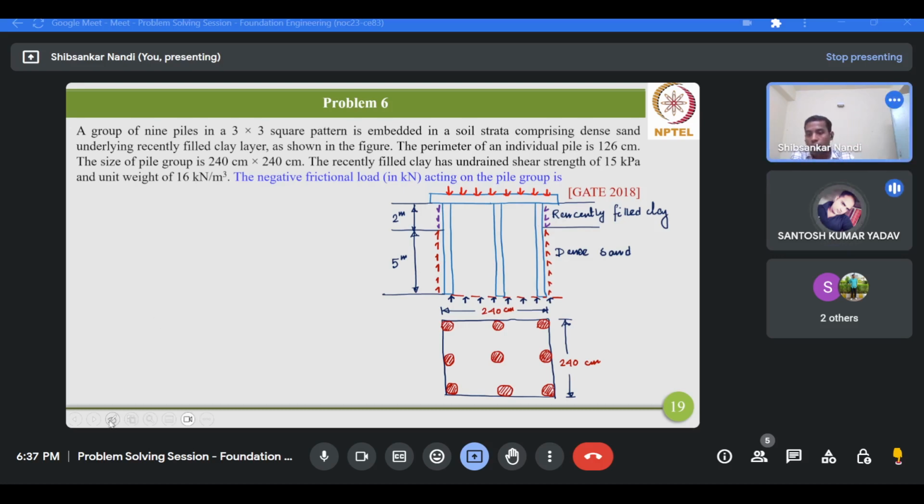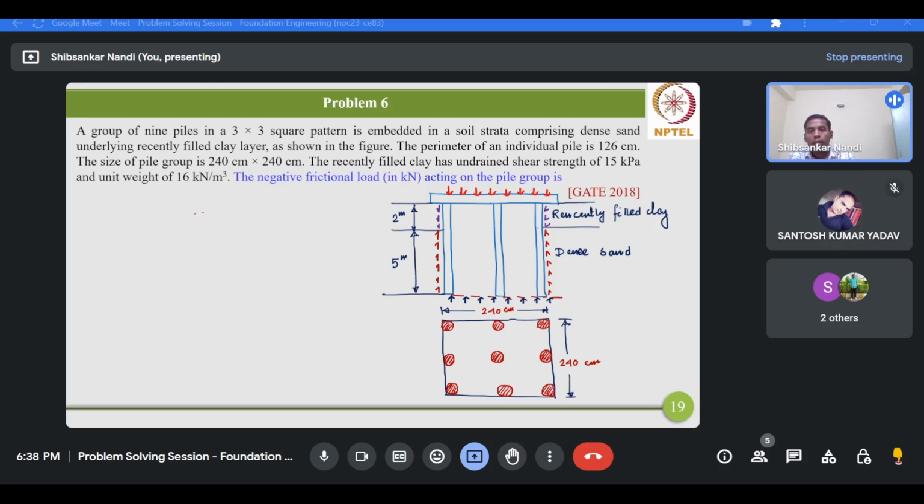Now, how to calculate this negative skin friction of the pile group? So this negative skin friction... Okay, someone joined, I think. No problem.